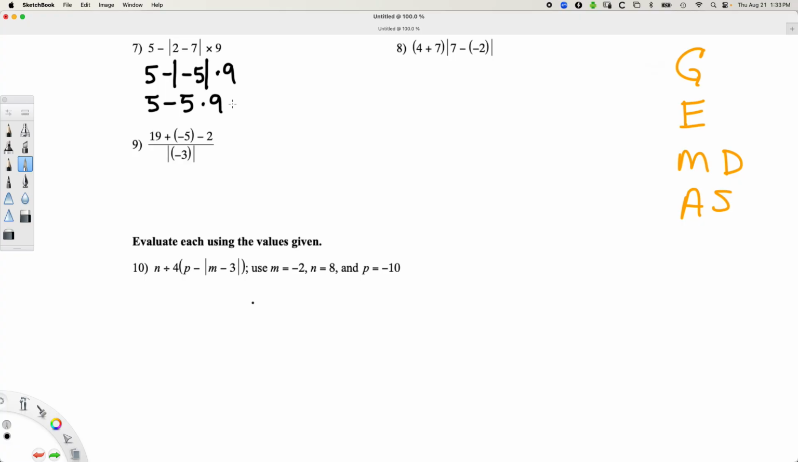So that's going to be, I'll do it down here, 5 minus 45. 5 times 9. Okay? Any more multiplication, division? Nope. Left with just addition and subtraction. So 5 minus 45 is equal to negative 40.